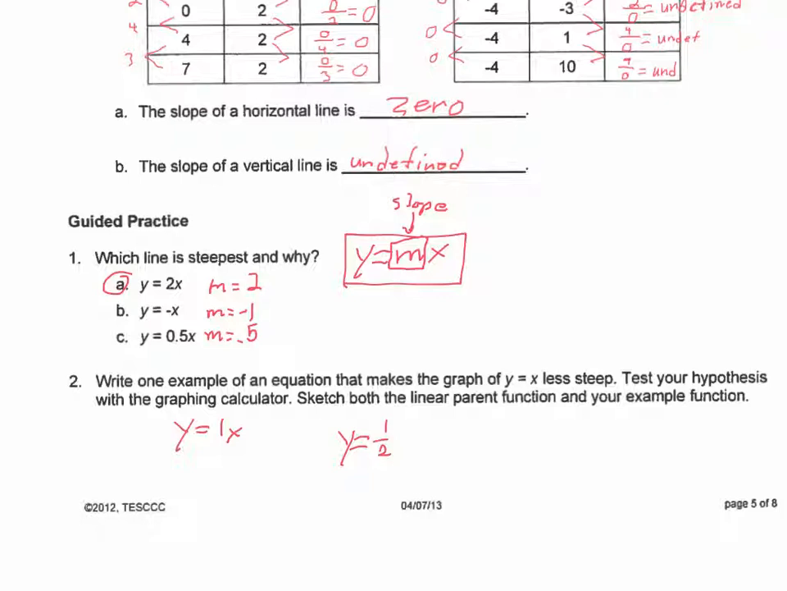Okay. You can do anything that's smaller than 1, bigger than 0. You could say y equals 0.7x. You could say y equals 0.2x. Whatever you want to do, as long as it's smaller than 1 but bigger than 0, so that it has a slope, but it's less steep than 1x.